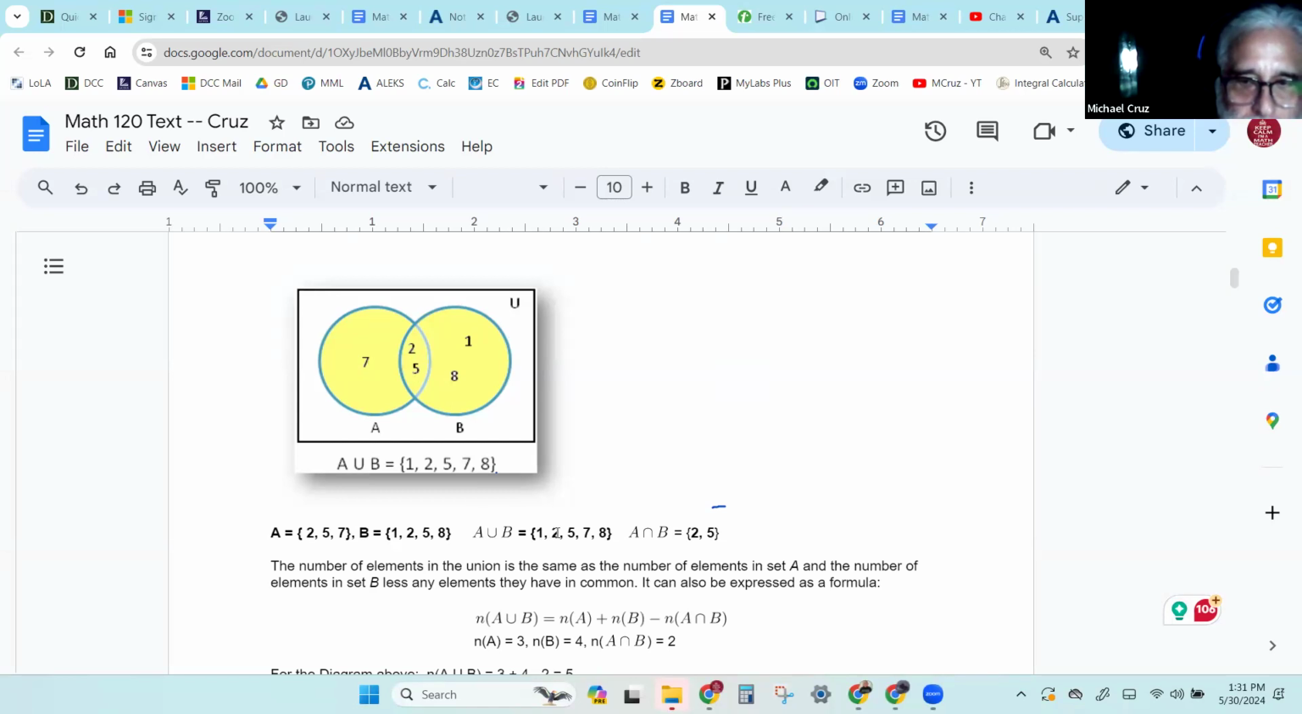See there? 1, 2, 5, 7, and 8. Now the intersection here, which we just previously discussed, there's 2 of them, 2 and 5.